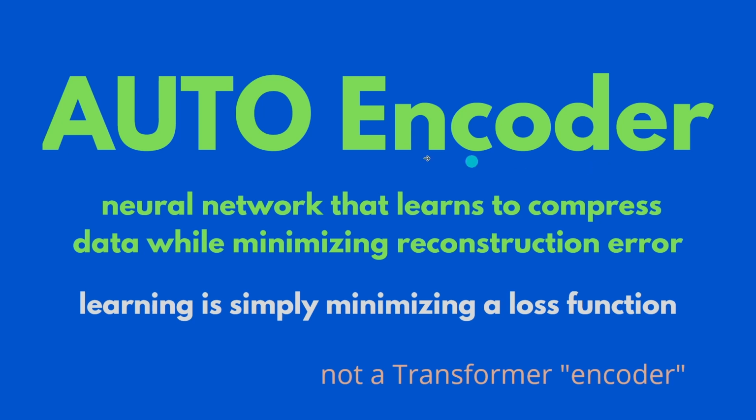This is the summary. Autoencoders. Autoencoders are neural networks that learn to compress data while minimizing the reconstruction error. Now, the learning is simply done by minimizing a specific loss function. I will show you in a second. And please remember, although you have the word encoder here, the autoencoder was invented long before the transformer mechanism was discovered. Autoencoders we had in the 1990s already.